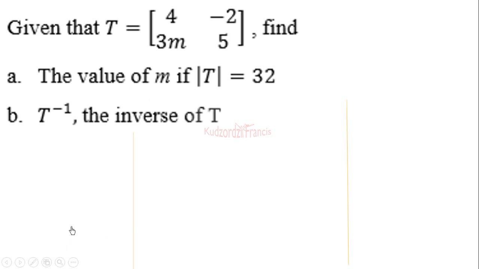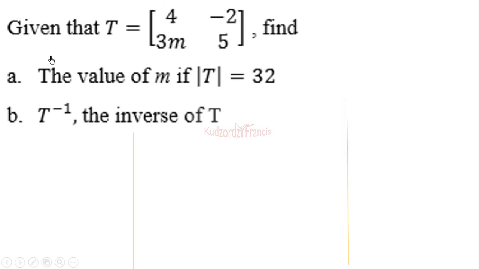So WAEC would test your knowledge on matrices, and this is one of the questions to help you revise matrices.